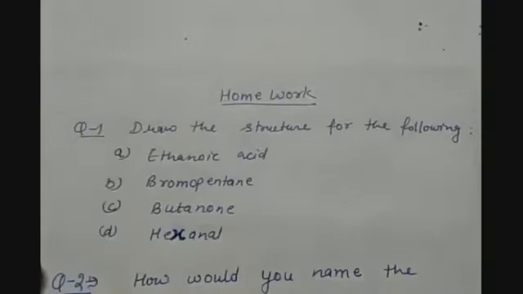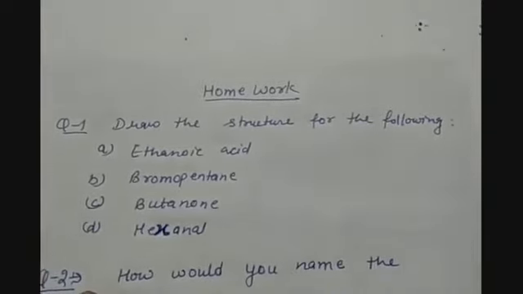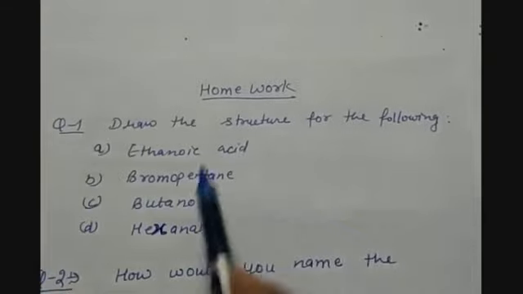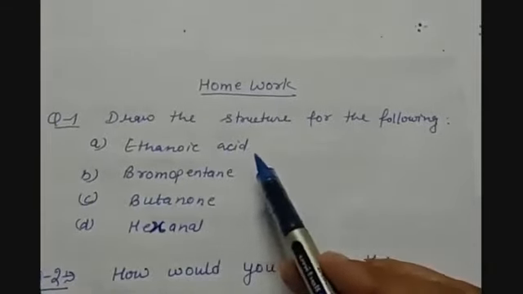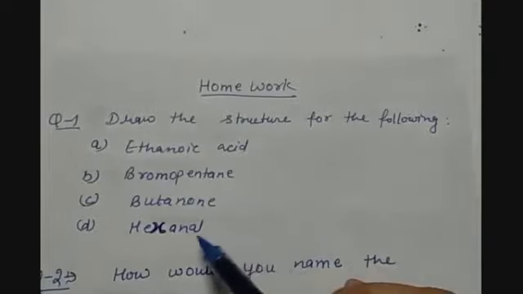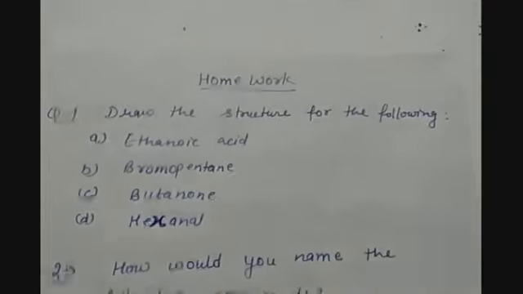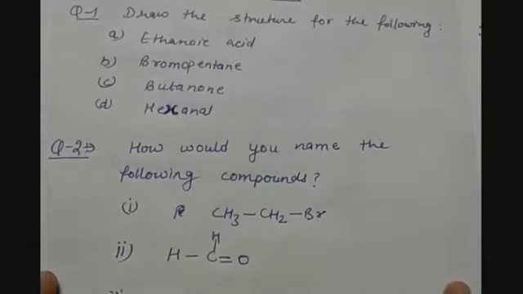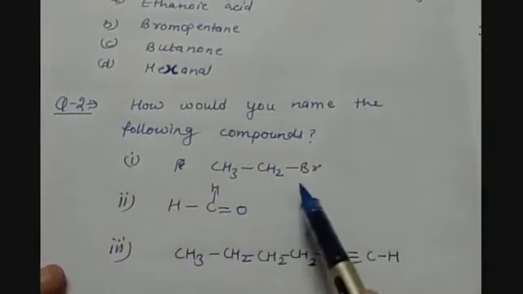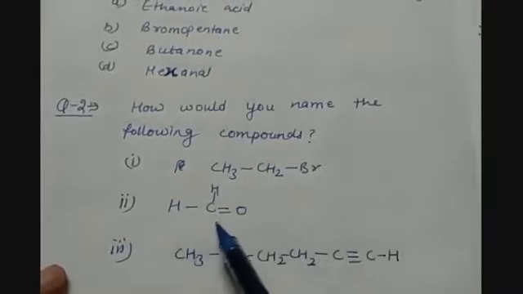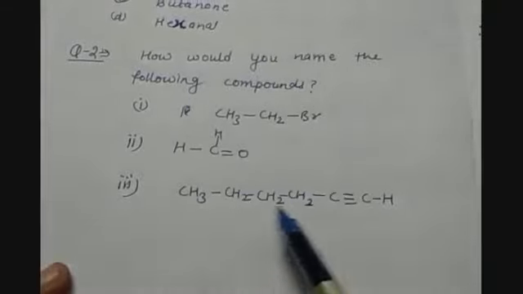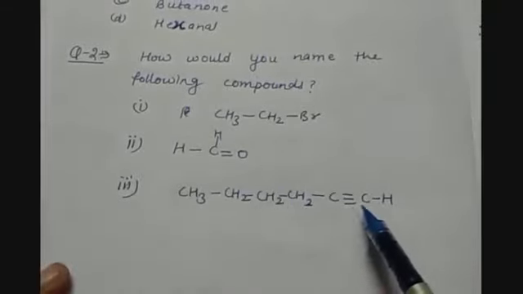Now let us see today's homework. Question number 1 is, draw the structure for the following compounds: A. ethanoic acid, B. bromopentane, C. butanol, D. hexanol. Question number 2 is, how would you name the following compounds? First is CH3CH2Br, second is HCH double bond O, third is CH3CH2CH2CH2C triple bond CH.